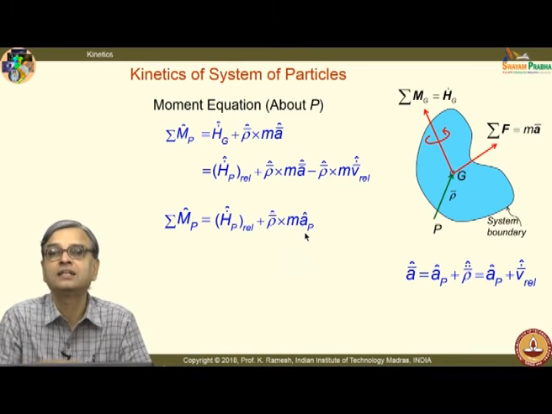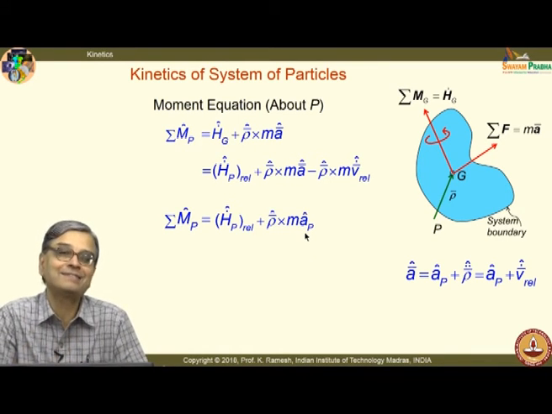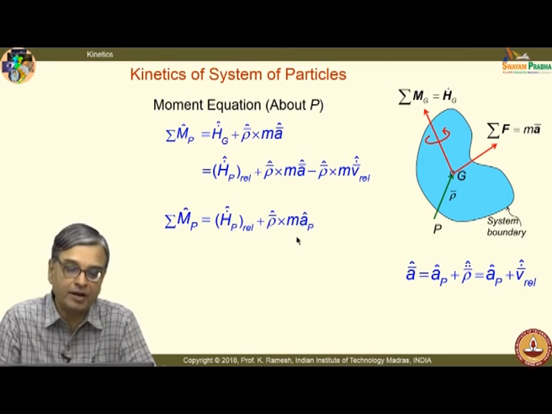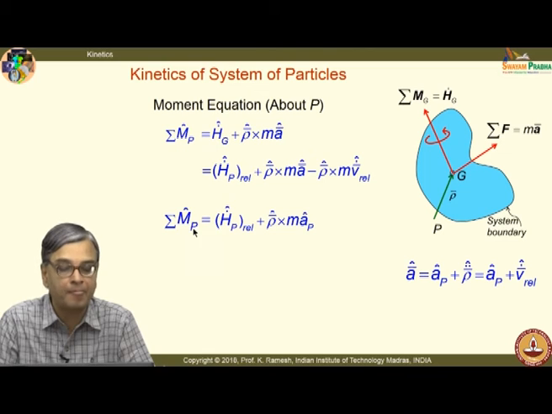So, the idea is the point P has an acceleration A_P. So, I can write the moment about point P in terms of the rate of change of angular momentum about P plus rho bar cross m A_P. This is the most general expression.